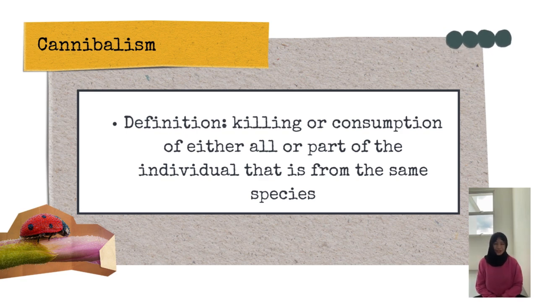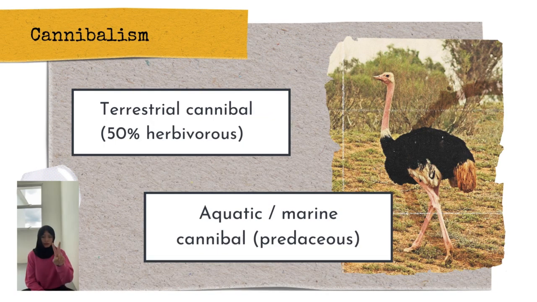Hi, my name is Izora Espaiza Butinasi. Today I want to talk about cannibalism. The definition of cannibalism is the killing or consumption of either all or part of an individual that is from the same species. There are two types of cannibalism. The first one is terrestrial cannibal, which are 50% herbivorous. And the second one is aquatic or marine cannibal, which are predaceous.